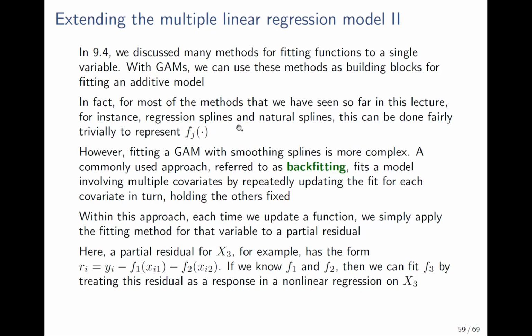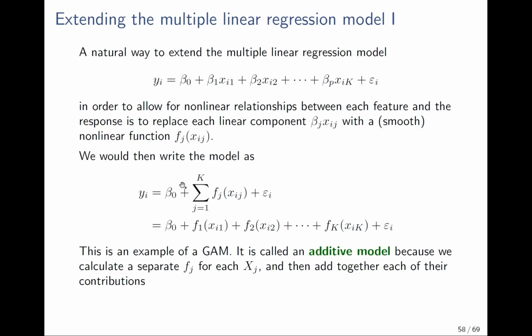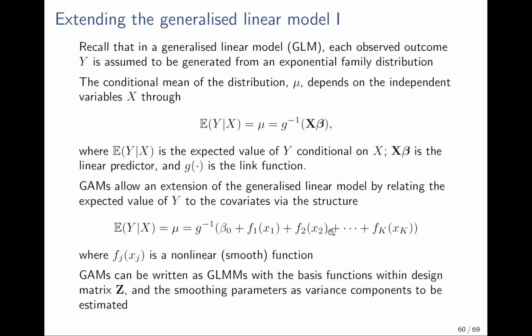In principle, what we're going to do is just use the methods we've done previously, but we're going to estimate each function f. We can use a natural spline or a regression spline, and then we're just going to add them together, and that's how the GAM works. So it's really a straightforward extension of what we've seen.